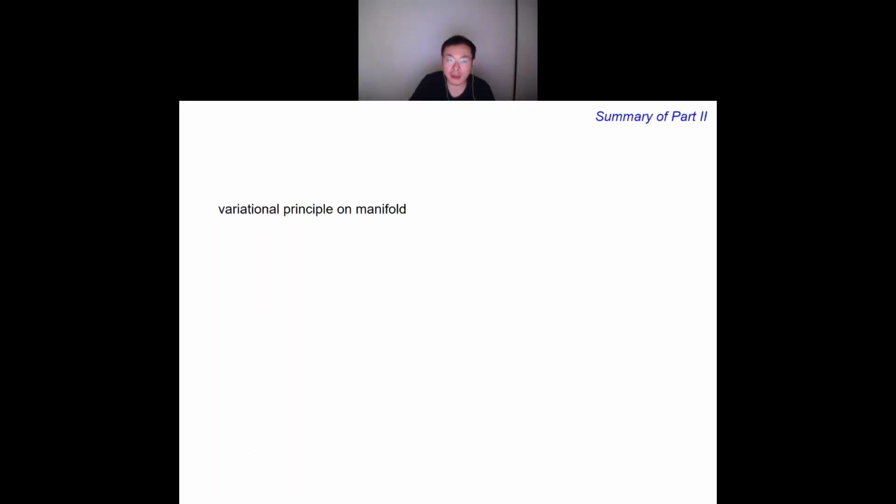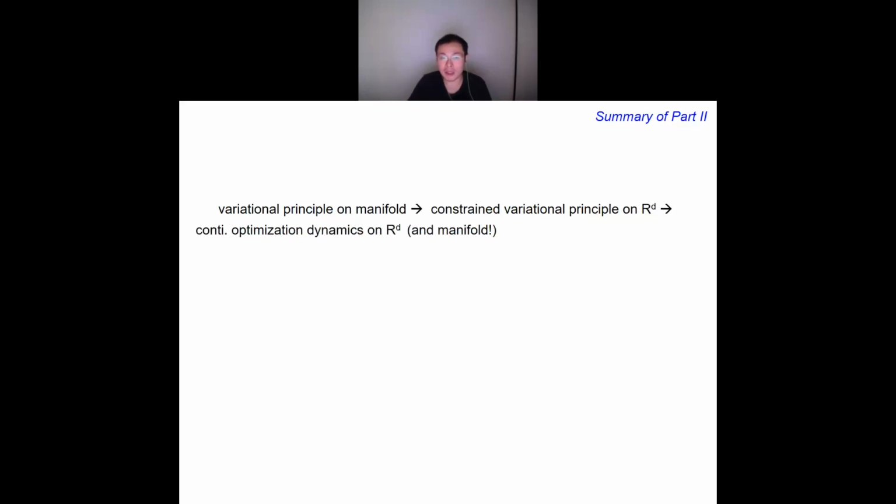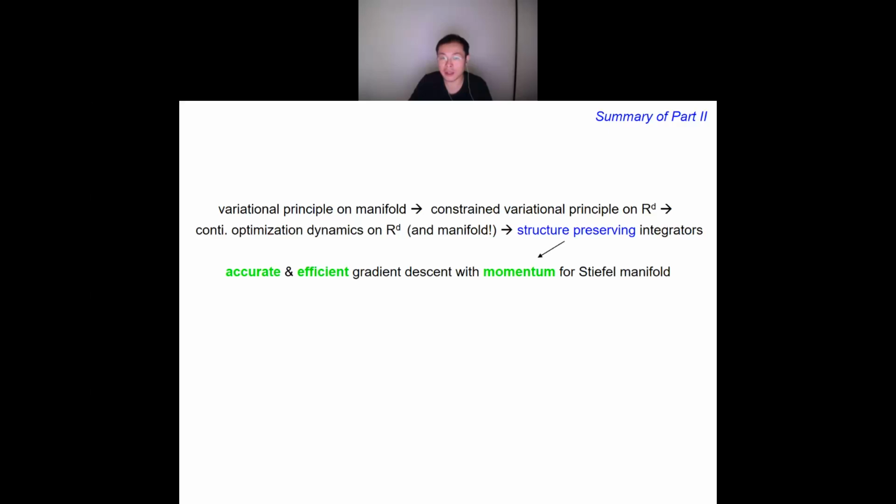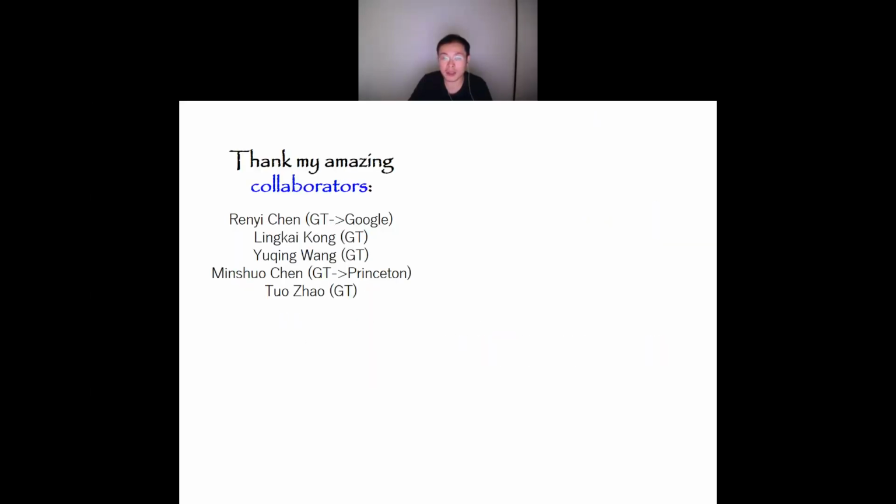So by using a variational principle on manifold, we can hope to get optimization algorithm, but that's not enough. So we actually changed the variational principle to a constraint variational principle on Euclidean space, and then we get continuous optimization dynamics on Euclidean space, which automatically stays implicitly on the manifold, and then we discretize it in a way that preserves the manifold structure, and then we get accurate and efficient gradient descent with momentum for Stiefel manifold optimization. So that's all I wanted to say.